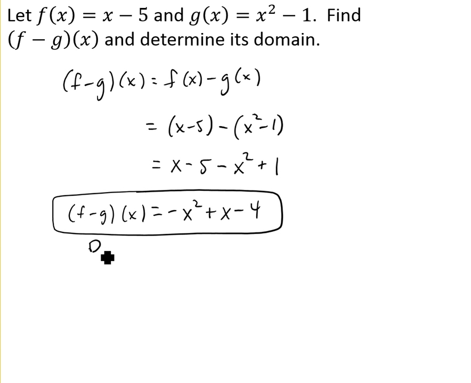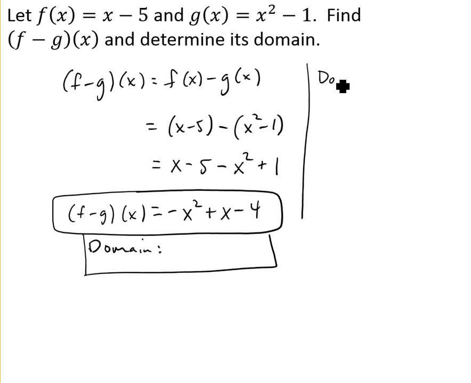And so we're also being asked for the domain, and the domain is dependent on the domains of f and g. And so we look at the domains of f and g separately.